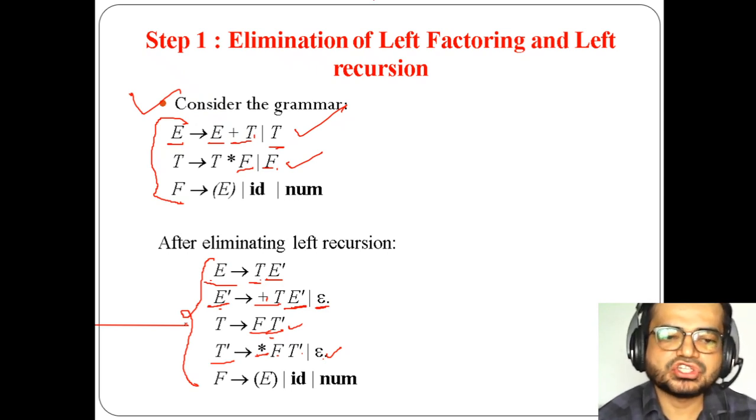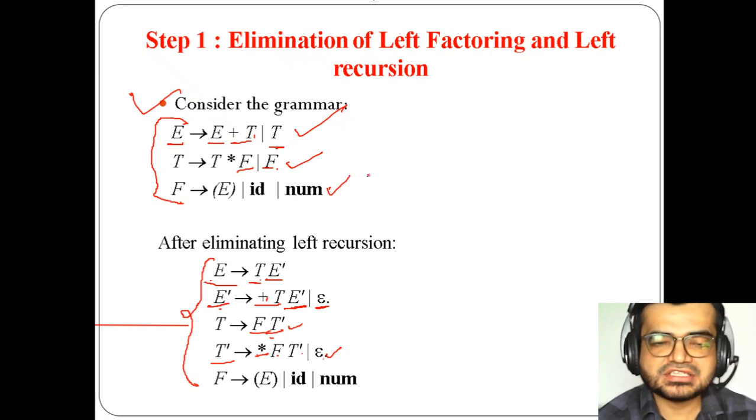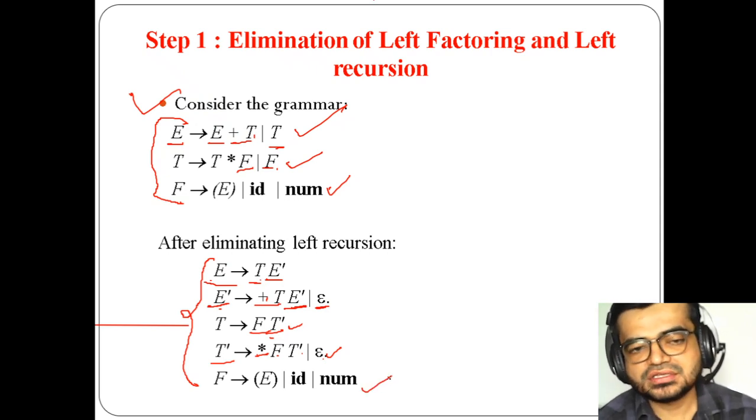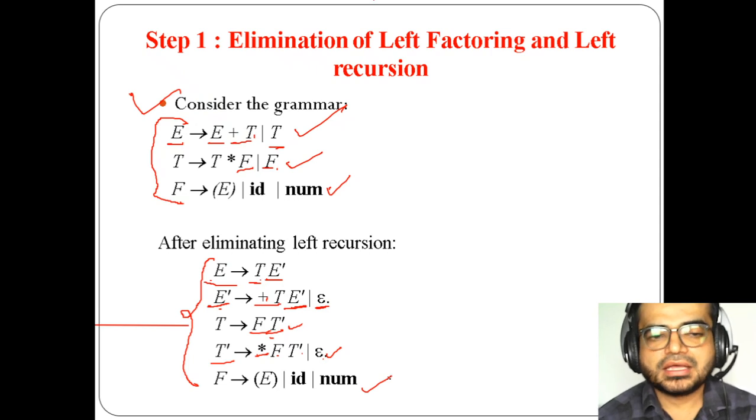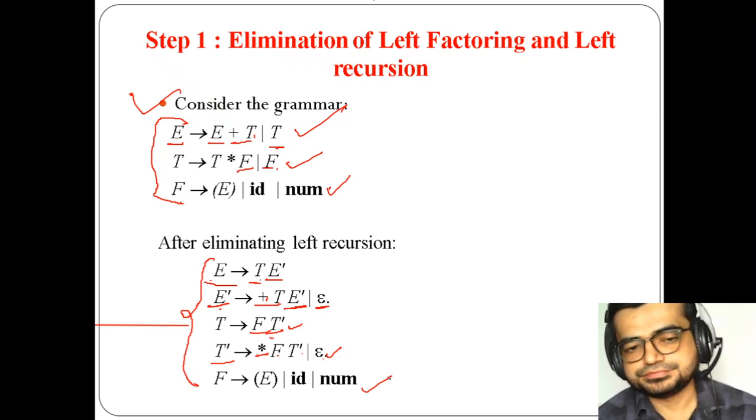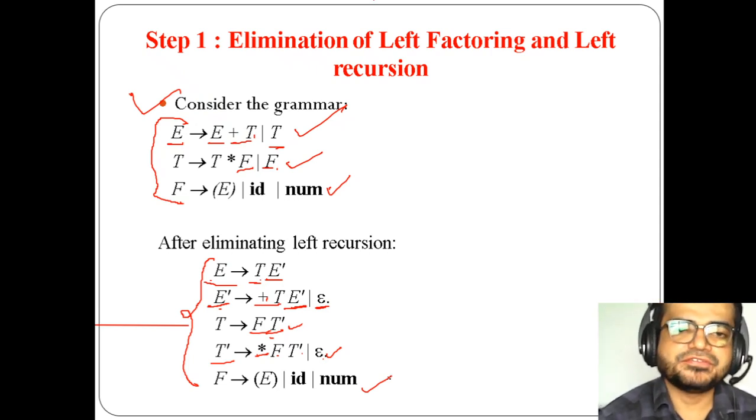Now what is the third production? The third production is simple. There is no such problem which exists in the first two productions. That's why you are taking the third line as it is. So this is how step 1 needs to be performed. It means that you need to eliminate left recursion. So this is my first step.